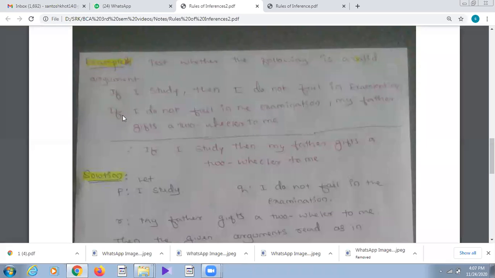See here, what is the reason? The first sentence is "I study." This is one sentence, so we denote it as P. Then "I do not fail in the examination." When you are identifying primary statements, you have to check whether there is a positive or opposite of that sentence. Positive means the negation of that sentence.